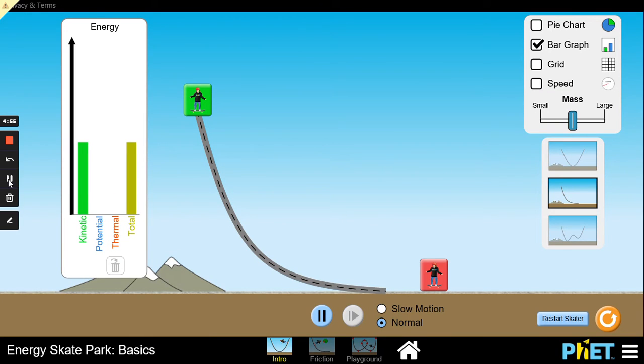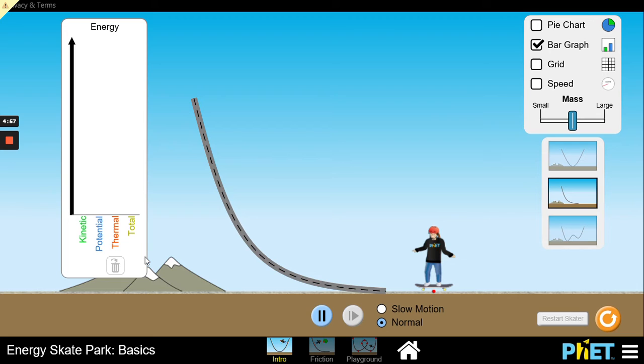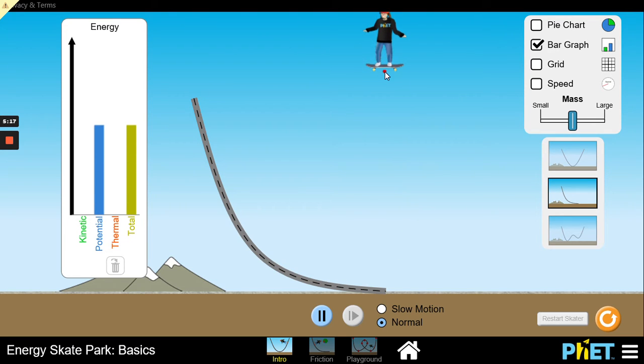Okay, so just like we said with conservation of energy, energy can only be transferred from one type of energy into another. So here we have a skater on a ramp, and if I was to pick up the skater and lift him above the ground, you can see his gravitational potential energy here in blue is increasing. As I lift him up, his gravitational potential energy is increasing. And the more I lift him, and this is the maximum, the more gravitational potential energy he has.